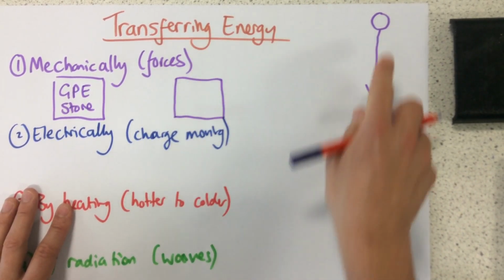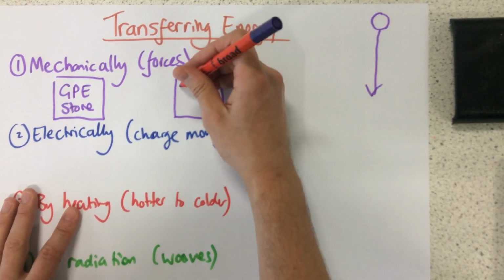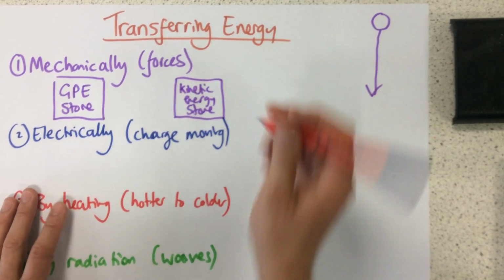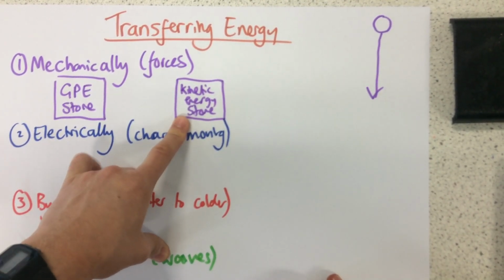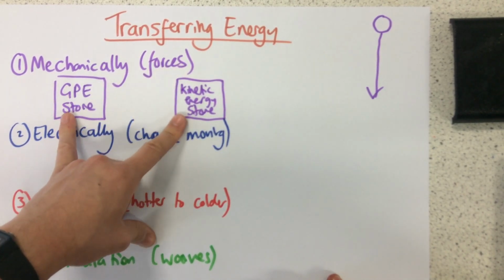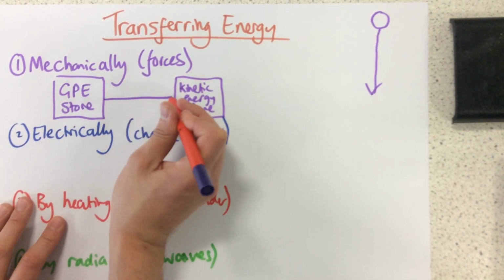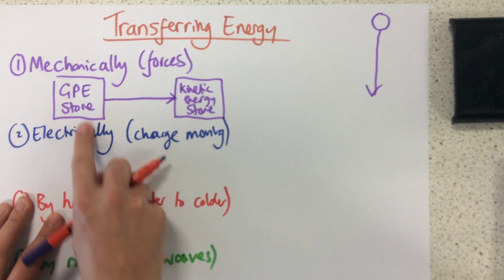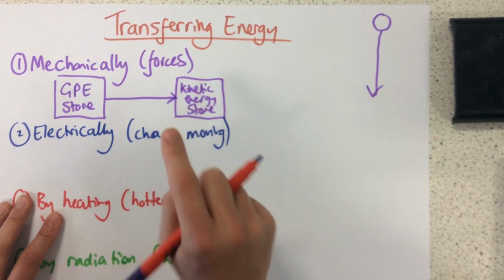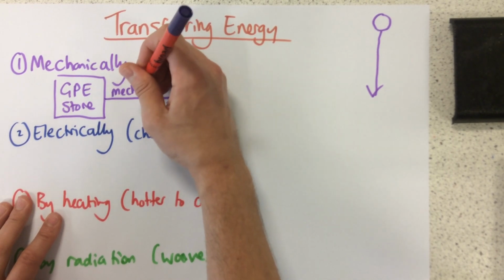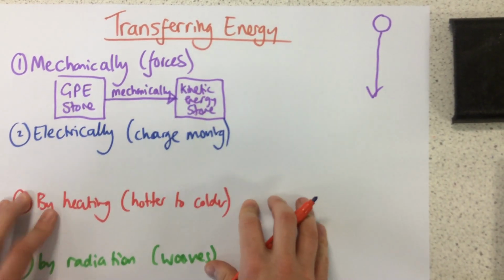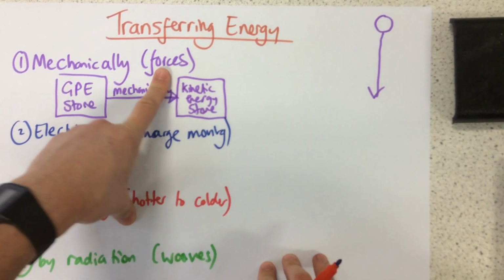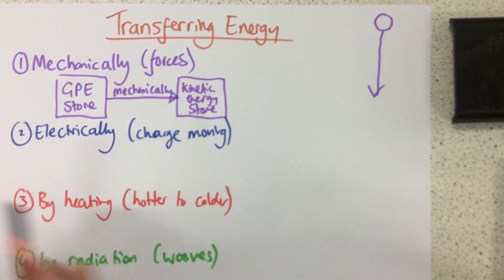So as I let go of it, it moves. So as it moves, it's in the kinetic energy store. Again, because it's a store, I've drawn it in a box like this. So remember, whenever we have forces acting, we need to show that it's mechanically. Now to show this, we show an arrow going from our starting energy store to our ending energy store. And above that arrow, I just write mechanically. Now what this shows is we started with the gravitational potential energy store, we've gone to the kinetic energy store, and we've done this mechanically. So whenever we've got anything involving forces, it's mechanically.